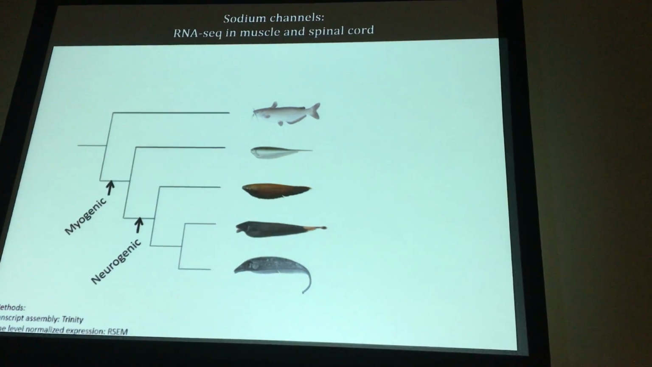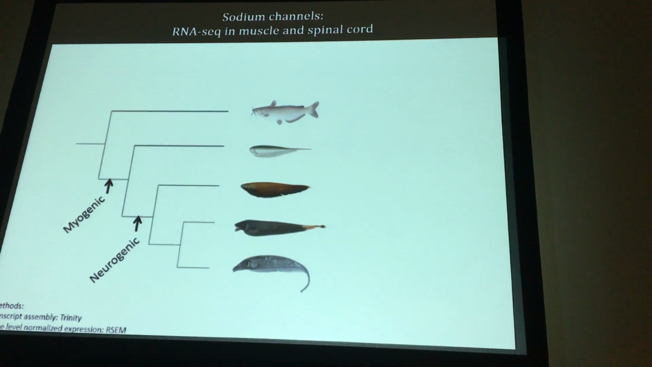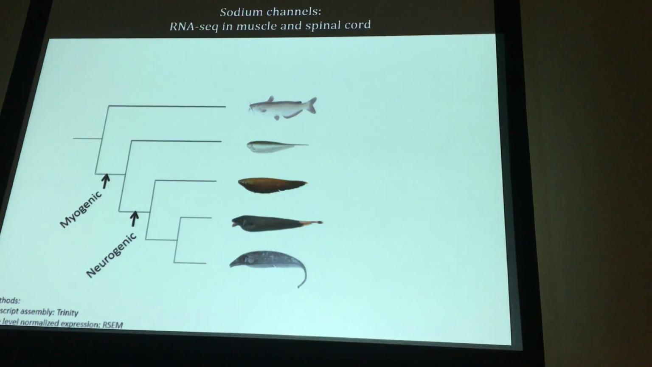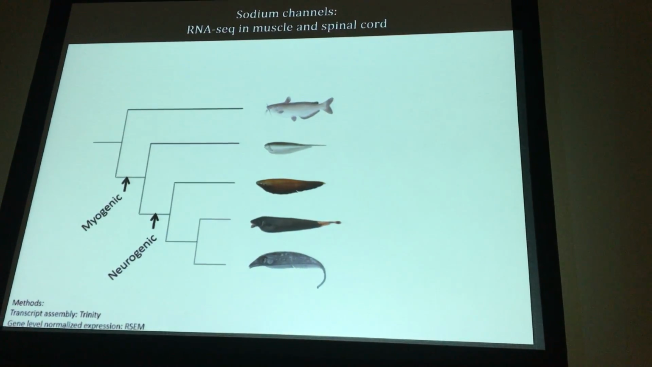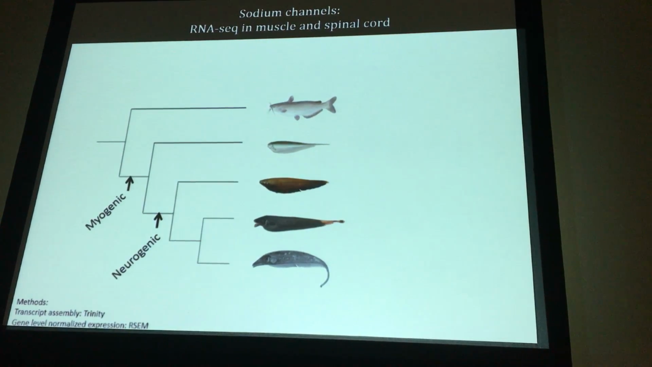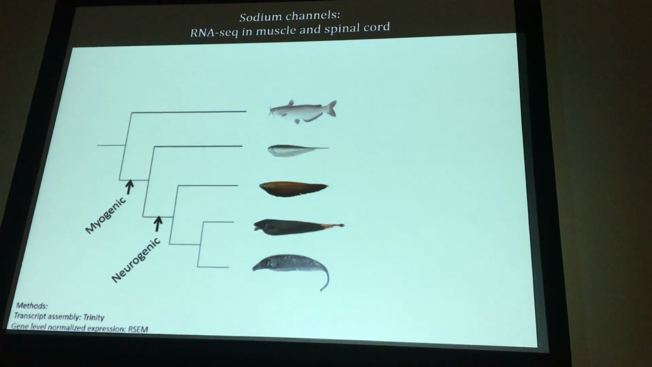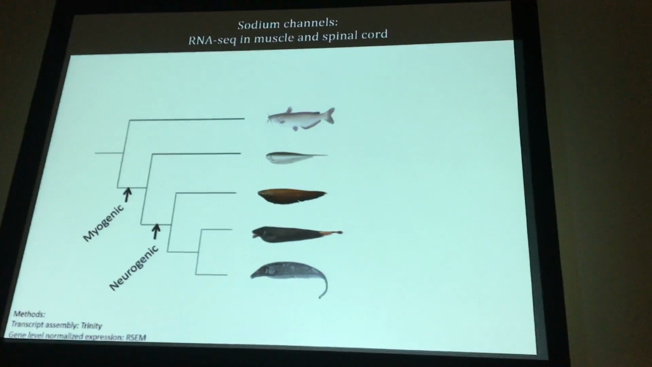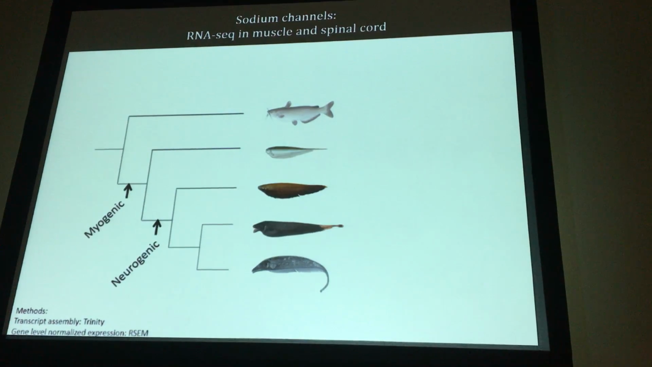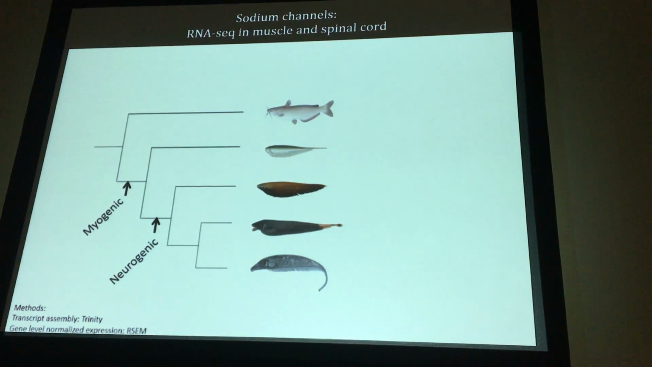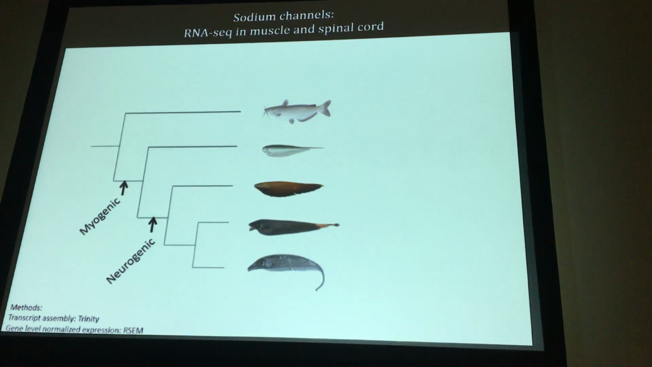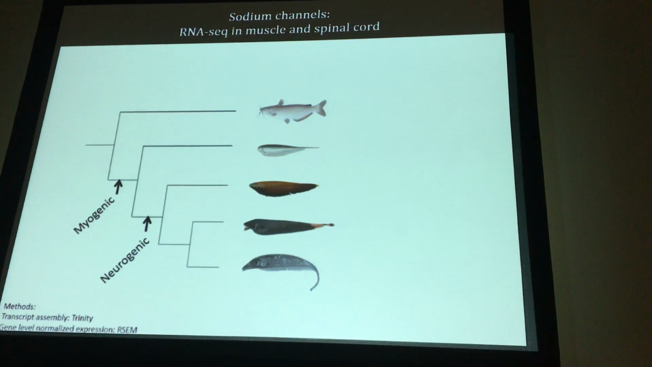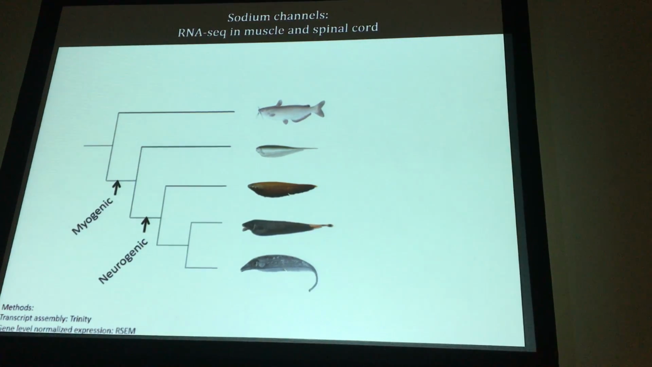investigating the role that the voltage-gated sodium channel gene family played in the evolution of this new neurogenic electric organ, given the interesting role that this family played in the evolution of the myogenic electric organ. And so in teleost fish, there are 8 different voltage-gated sodium channels. And I used RNA-seq to assay the patterns of expression of these sodium channels. So I assembled and analyzed the transcriptomes of the muscle and the spinal cord, where the neurogenic electric organ is located, in 3 different apteronotids with the neurogenic electric organ.